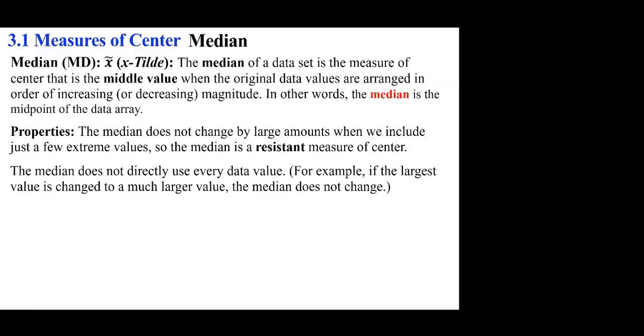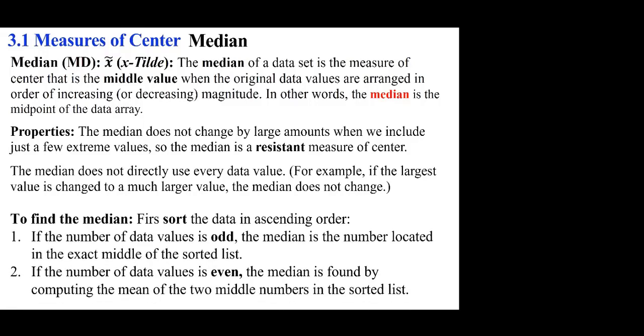That's why in many cases they may use a median to discuss things, for example, the average income or the average cost of a house, because there are definitely outliers. In those cases, normally they use the median. Finally, to find the median, first sort the data in ascending order. If the number of data values is odd, the median is the number located in the exact middle of the sorted list. If the number of data values is even, the median is found by computing the mean of the two middle numbers in the sorted list.